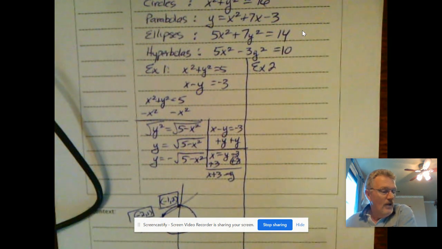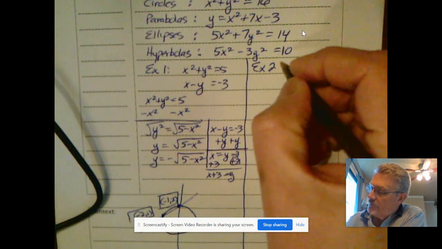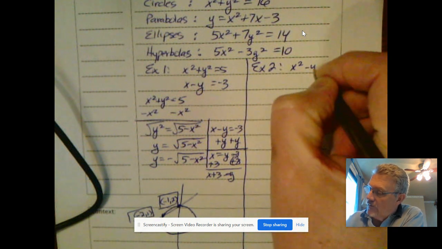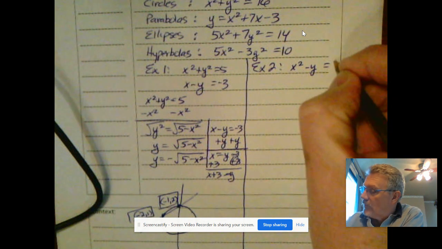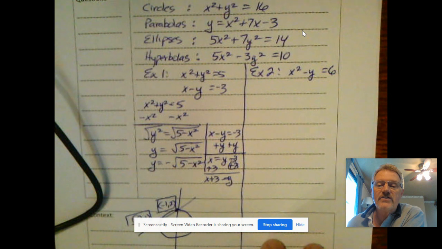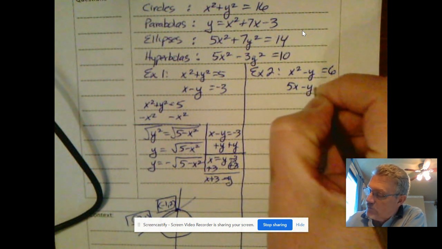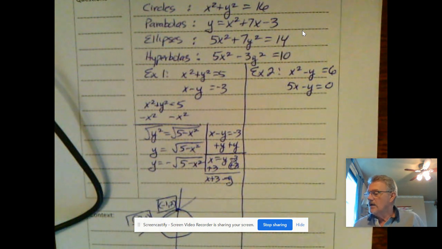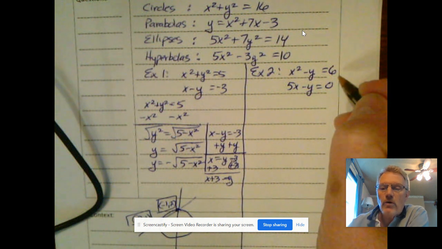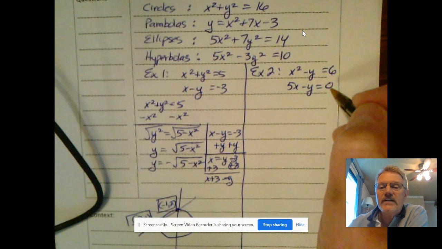All right, so example 2, what I want to show you is what if they say to find the solutions algebraically. My first equation is x squared minus y equals 6. My second equation is 5x minus y equals 0. The first equation is a parabola. x is squared, y is not. y equals x squared. The second equation is a line.